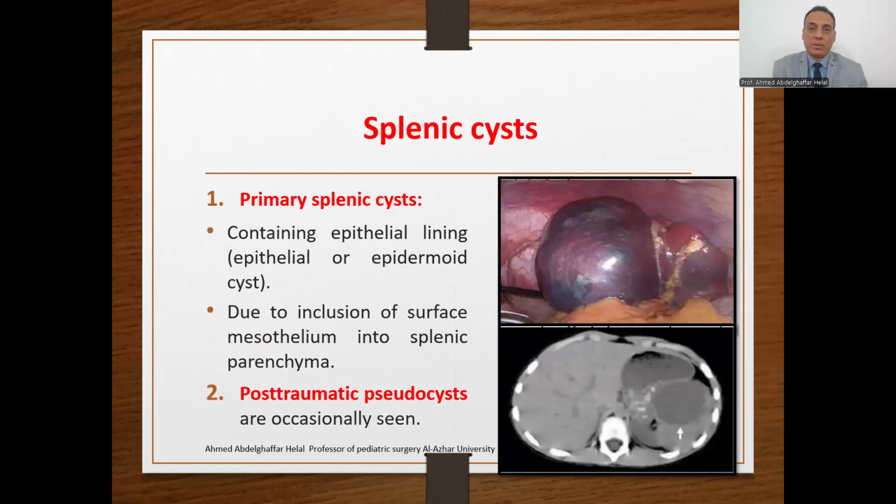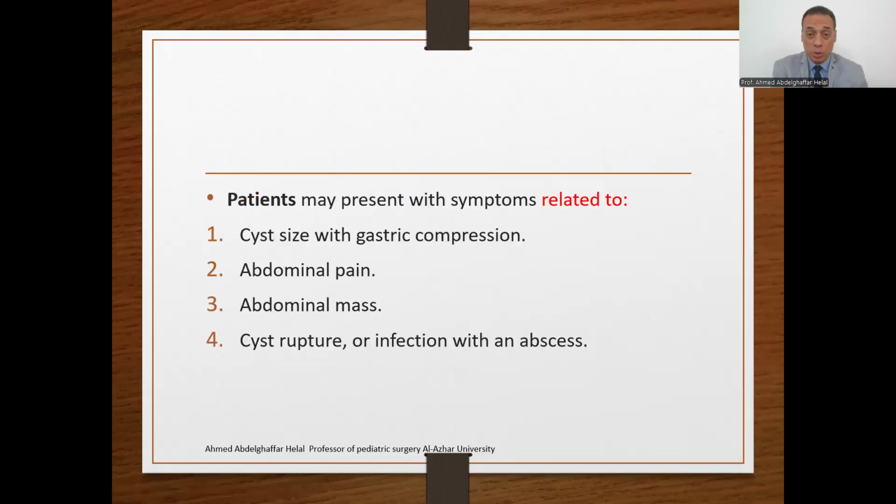Splenic cyst. We may be faced with a primary cyst or a post-traumatic pseudocyst. The difference is usually related to the epithelial lining. The primary splenic cyst is related to the inclusion of surface mesothelium in the splenic parenchyma. Diagnosis of a splenic cyst is related to the symptoms, which depend on the cyst size.